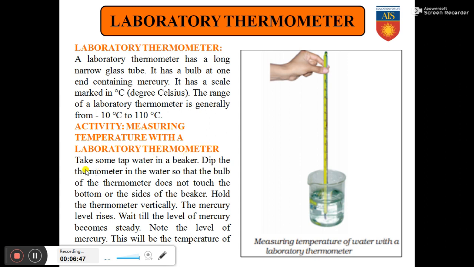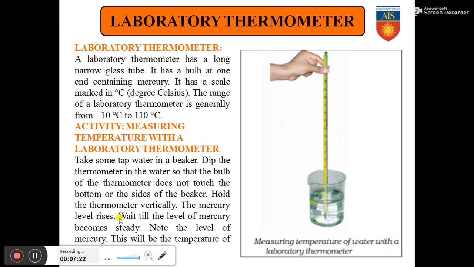Now let us look at this particular activity where we are measuring temperature with the laboratory thermometer. So what are we going to do? We are going to take some normal tap water in a beaker, and we will dip the thermometer in the water so that the bulb of the thermometer does not touch the bottom or the sides of the beaker. Otherwise it will not record the temperature of the water. It will start recording the temperature of the glass container. So you have to keep it in the water itself. We have to hold the thermometer vertically. Vertically means in a straight line, like this, how this person is holding it.